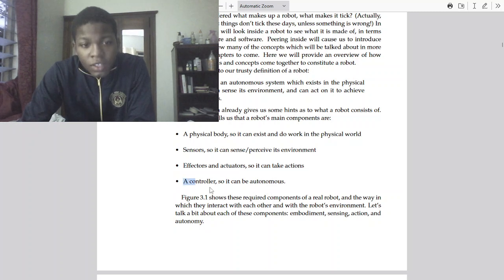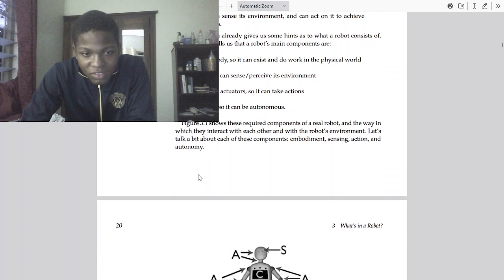This line right here, I'm gonna be completely honest, just going off of how I immediately interpret it: a controller so that it can be autonomous. That sentence seems kind of like a misnomer, because if it has a controller, how is it gonna be autonomous? I know what it's saying, but it's just the wording that's getting to me. It's gonna explain what a controller is in this context though. So I know I'm wrong, but it's just something I noticed.